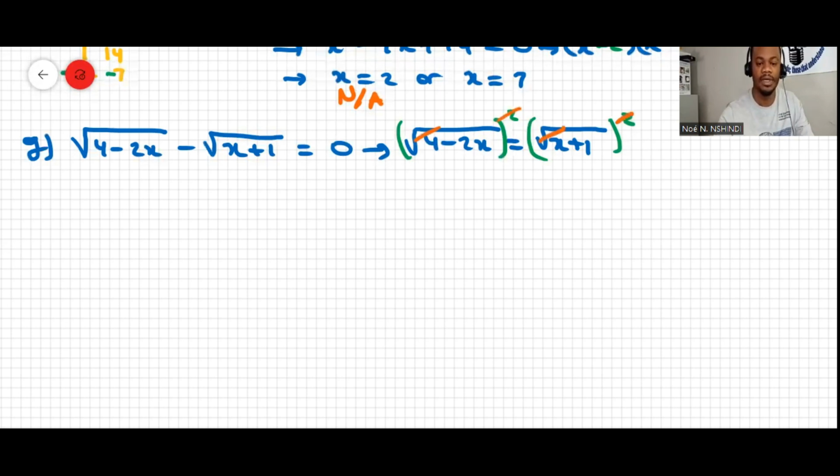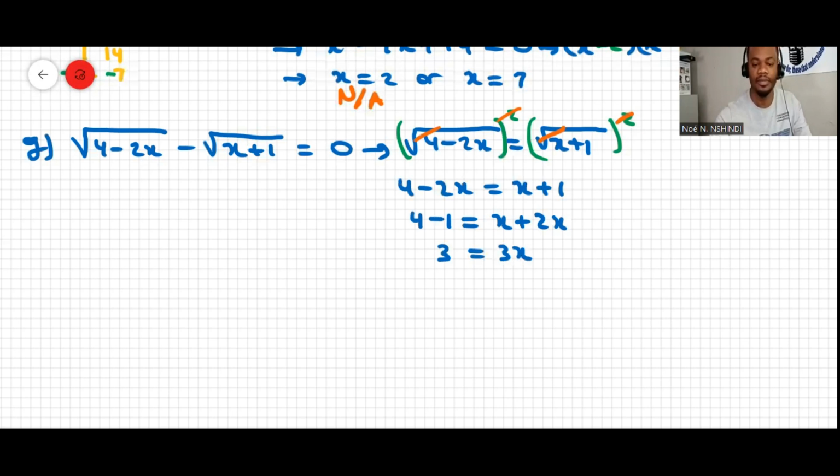And then this will be equal to 4 minus 2x equal to x plus 1. Now, I'll move the negative 2x over, and then the 1 over. That makes 4 minus 1 equal to x plus 2x. And that makes 3 equal to 3x. And then we can divide both sides by 3, and then we have 1 equal to x. So therefore, x is just equal to 1.